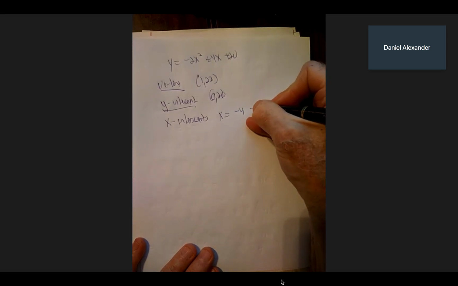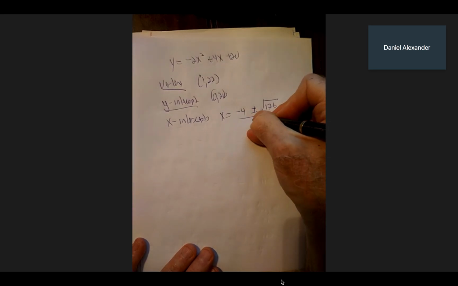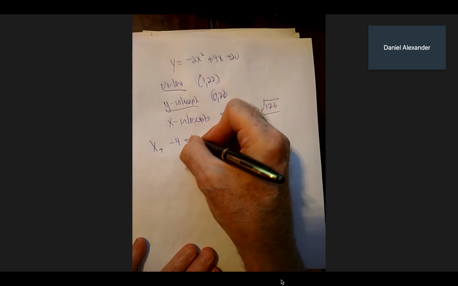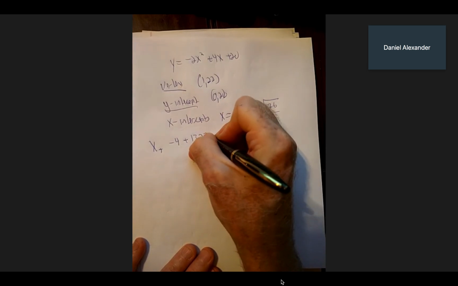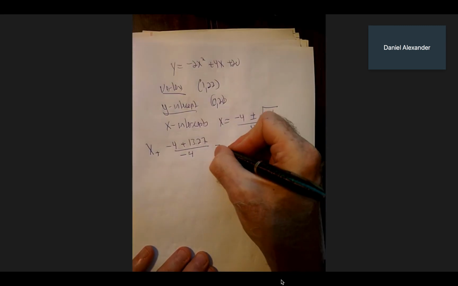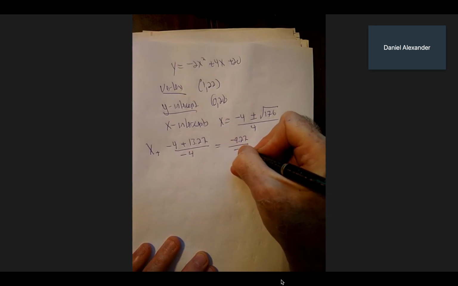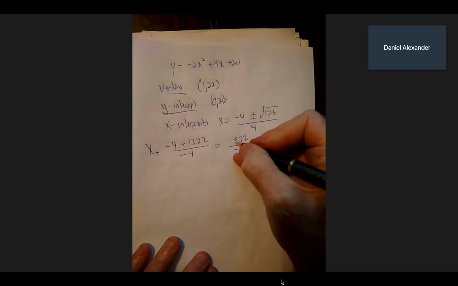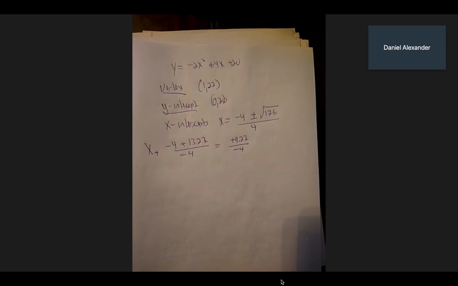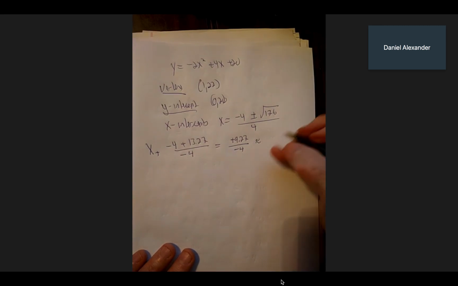So when I do the plus root, I'm going to get minus 4 plus 13.27 over 4 over minus 4. That's going to be about minus 9.27 over minus 4. Sorry, that's going to be a plus here. And let's see what that's going to be. I'm going to do this in my head. That's going to be about 2.31. Okay, so that's the positive root.